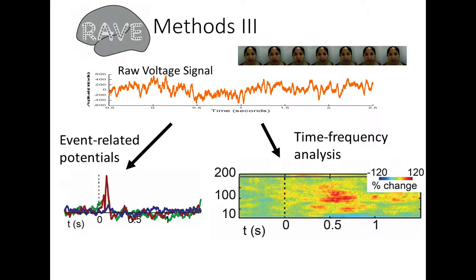That raw voltage signal, the red trace, shows the data from one electrode over the course of a second or 2. The y-axis on that plot is the voltage recorded from that electrode, and the little single frames of the movie represent the onset of a movie. So we could either do a voltage analysis and calculate an event-related potential, a sort of classic EEG analysis, as shown in the bottom left. Or we could do a time frequency analysis where we do a spectral decomposition of that voltage signal.